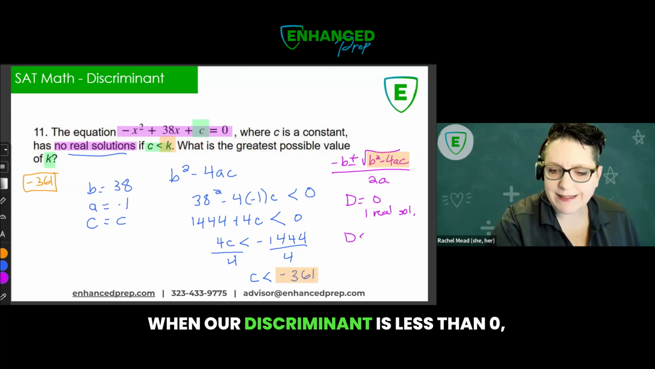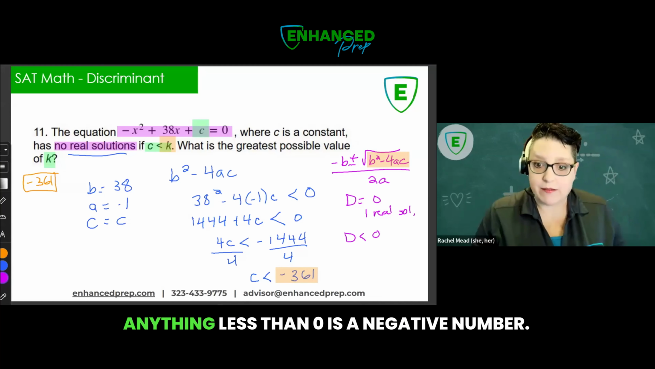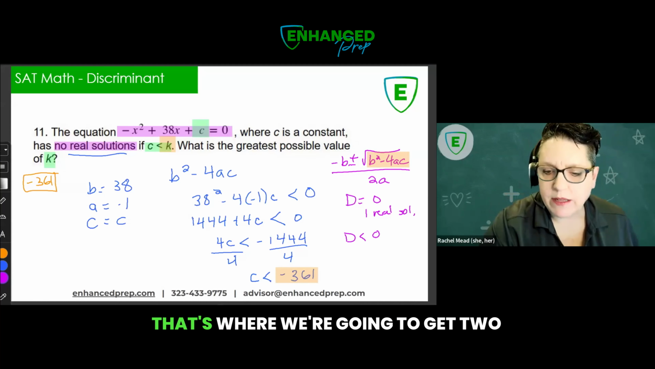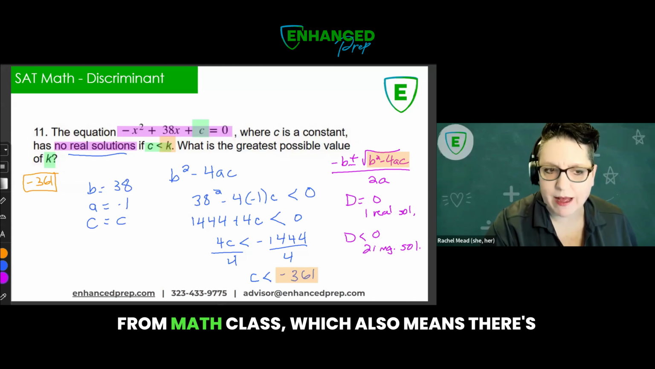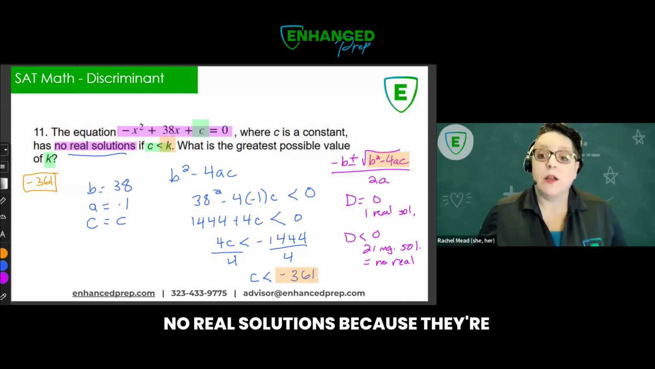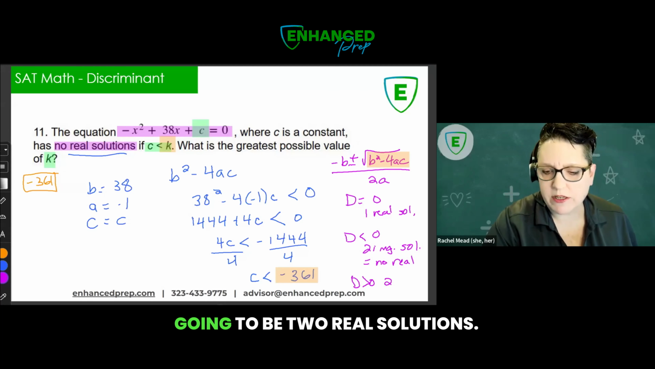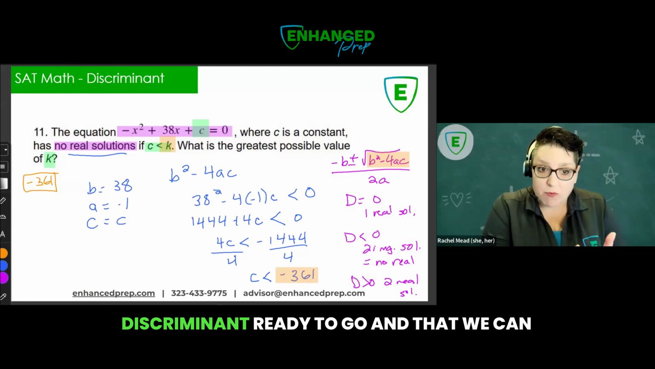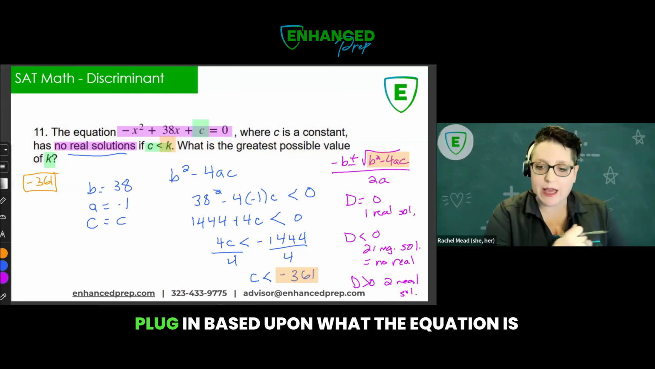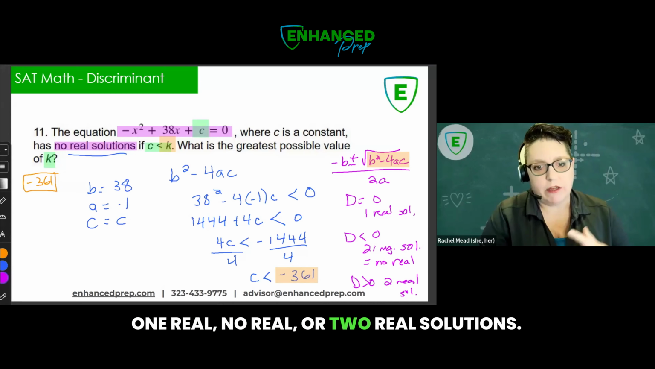When our discriminant is less than 0, remember, we can't take the square root of a negative number. Anything less than 0 is a negative number. That's where we're going to get two imaginary solutions, if you remember that from math class, which also means there's no real solutions because they're imaginary. Finally, if D is greater than 0, there's going to be two real solutions. So it's really important that we have that discriminant ready to go and that we can plug in based upon what the equation is giving us. One real, no real, or two real solutions.